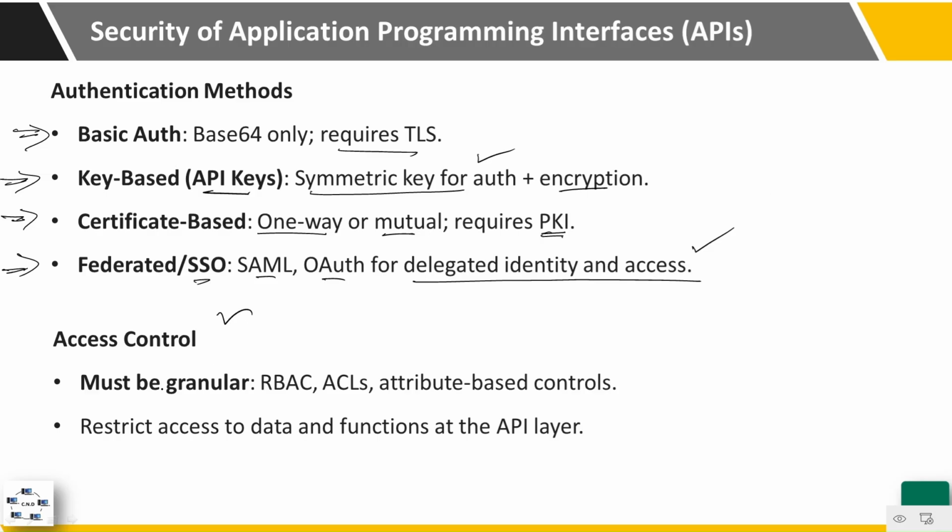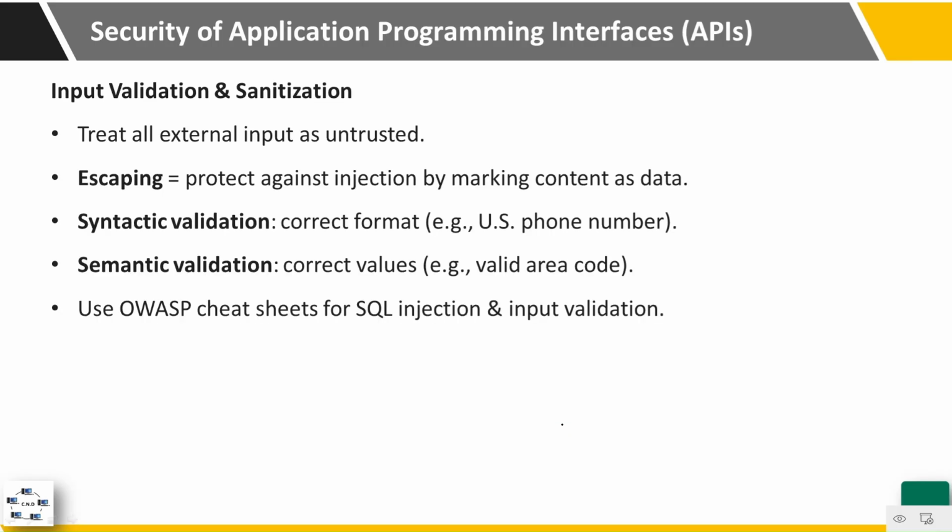Access control must be granular, such as role-based access control list, and attribute-based control. And we need to restrict access to data and functions at the API layer.